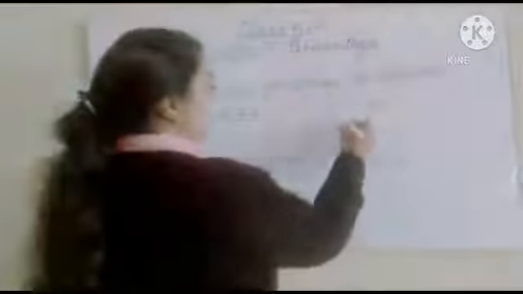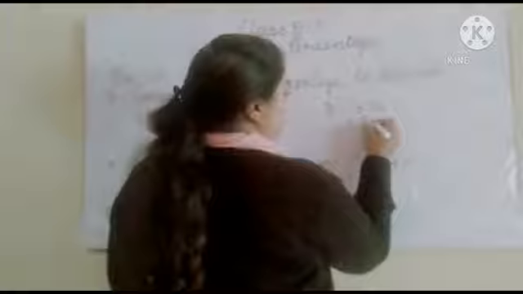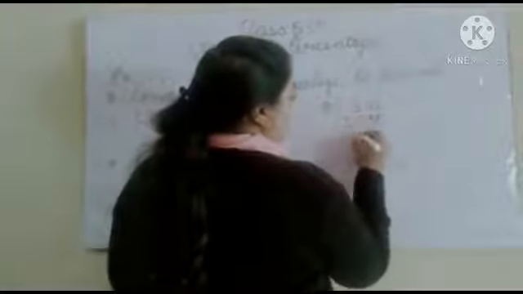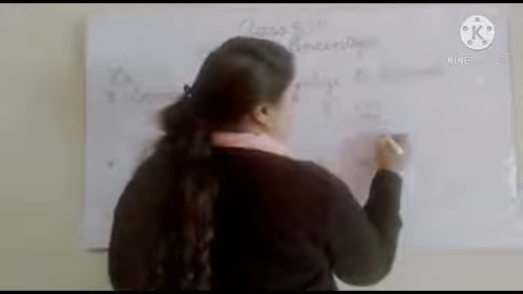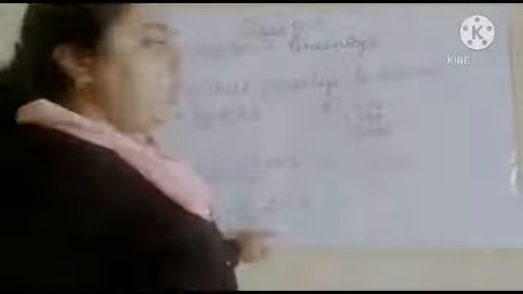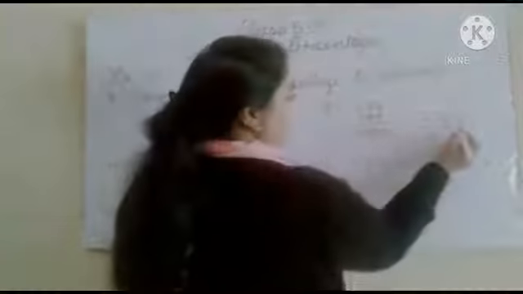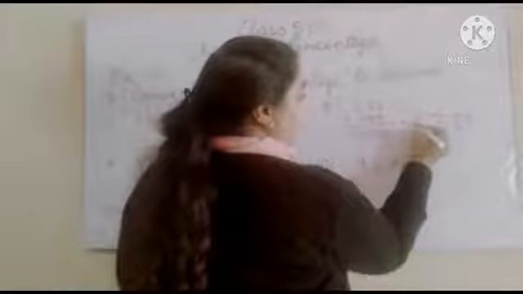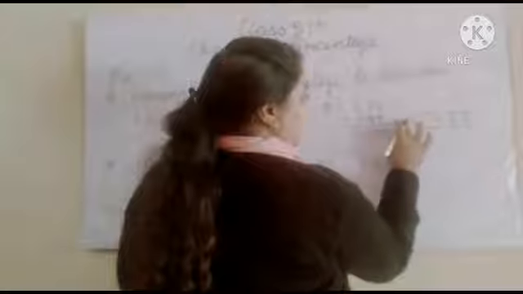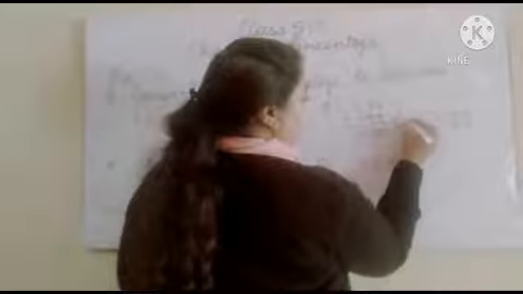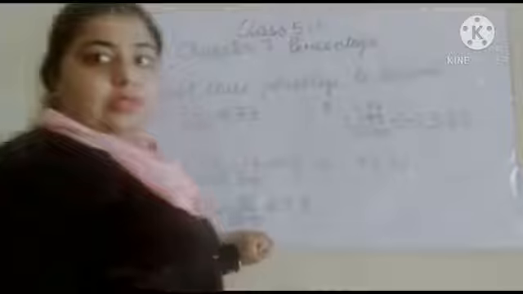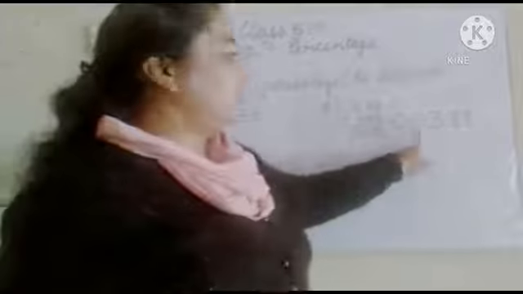Okay, now 3.88%. So 3.88 divide by 100. Now when we remove this decimal, we put two zeros more. Now first we write the number 388. And then 4 zeros are there, so 1 2 3 4 and decimal. So answer is 0.0388.